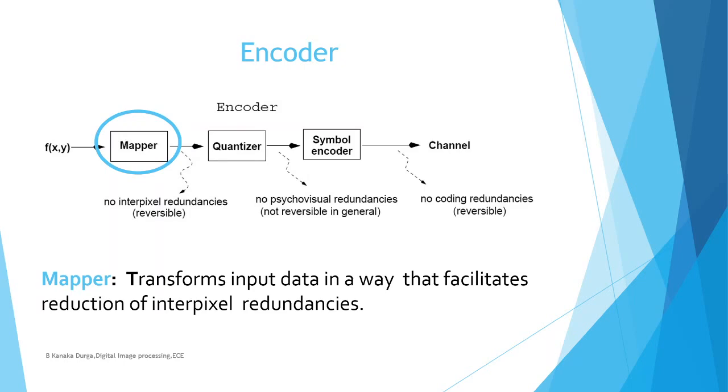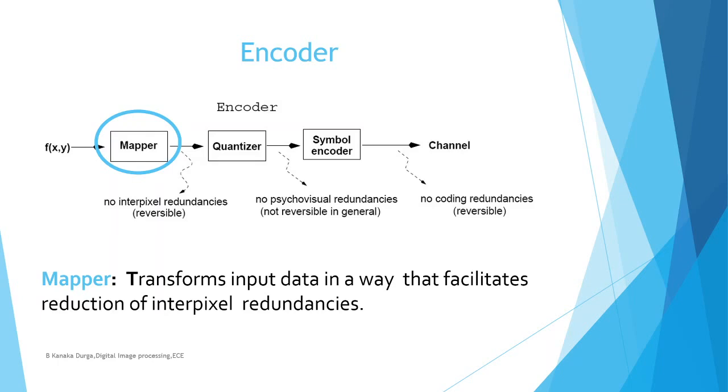In the encoder section, we have the original image f(x,y). This image is given to the channel encoder, or symbol encoder, section. Here you have to see how it goes through the quantization process. First, whatever the image is, there will be repetition of data. The repetition of the data we have to remove. That is removed by the mapper. Whatever data has been repeated, that interpixel repetition of data will be removed. It is a reversible process.